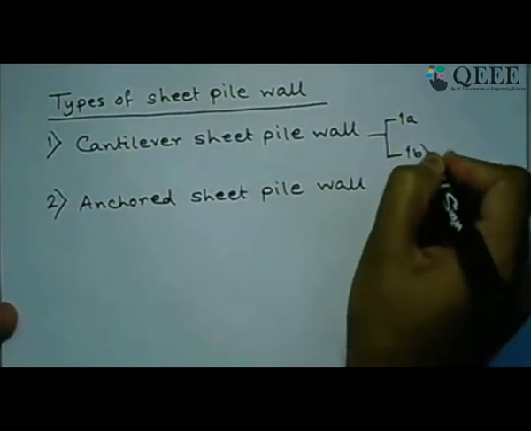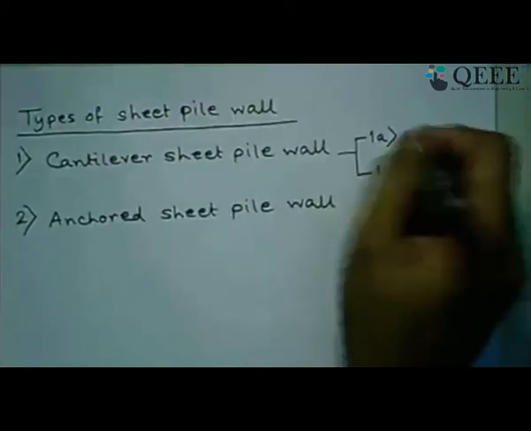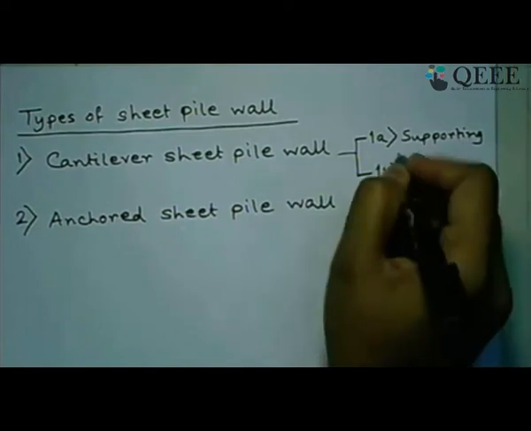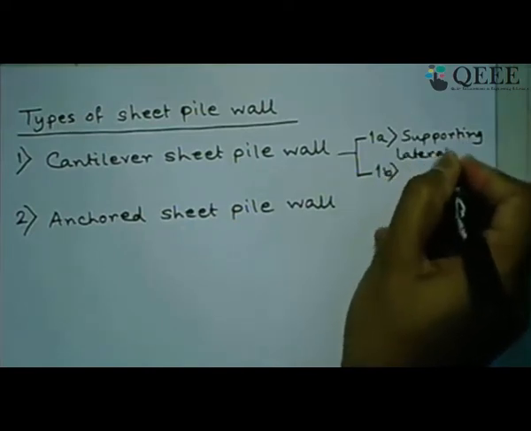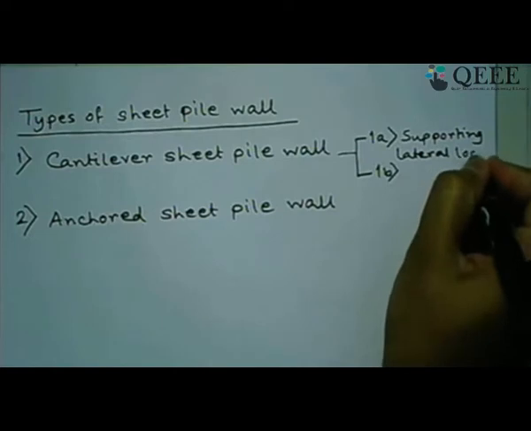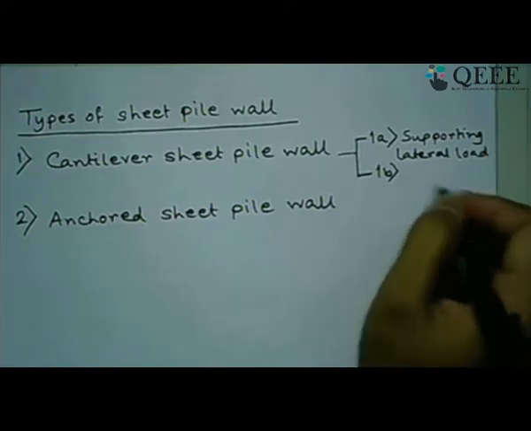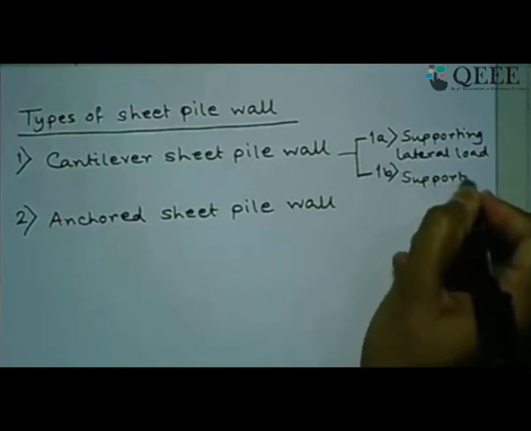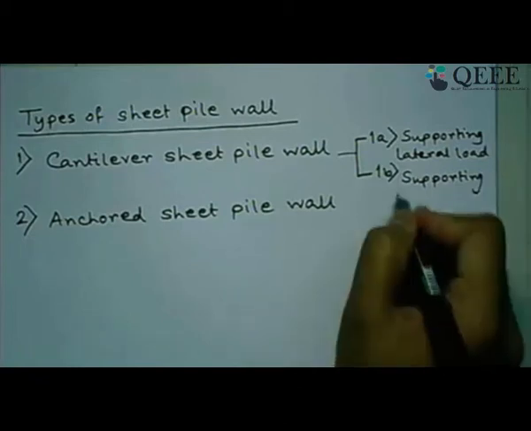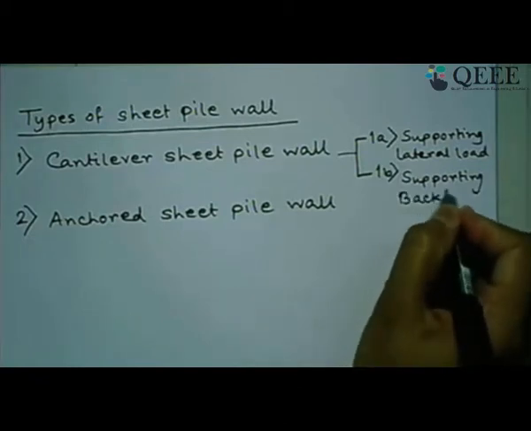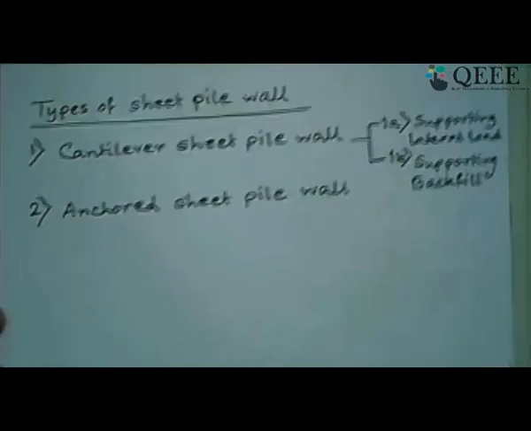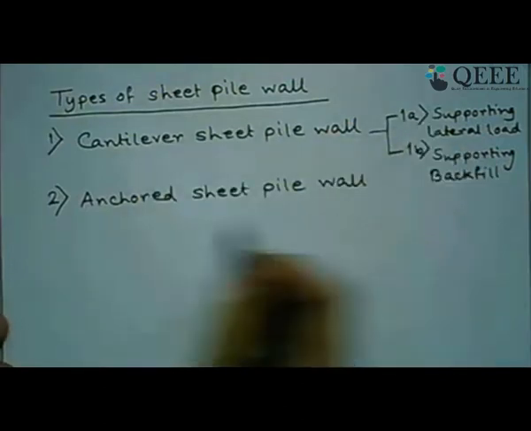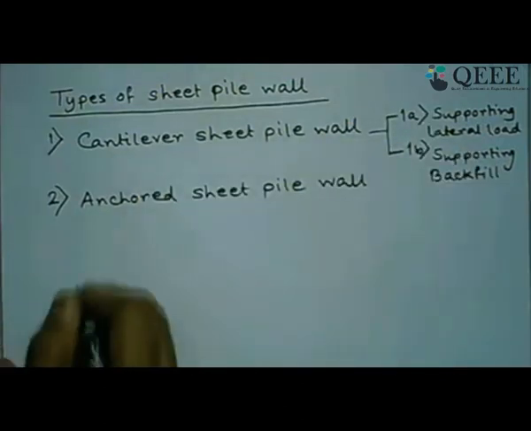One is supporting lateral load, which can be a concentrated load or line load, and another is supporting backfill soil. So if we try to draw these, altogether three different types of this sheet pile wall, how will they look?